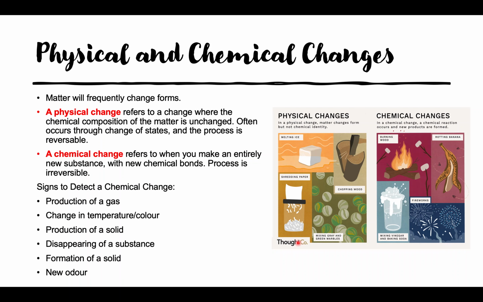Well, here are the signs you can use. The production of a gas, a change in temperature or color, the production of a solid, perhaps the disappearing of a substance, the formation of a solid, and perhaps most weirdly, a new odor. Now, on the right, I've put a diagram that details these changes. As you can see, melting ice, shredding paper, chopping wood, and mixing grey and green marbles are all physical changes. On the other hand, a chemical change is where a chemical reaction occurs and new products are formed: burning wood, a rotting banana even, mixing vinegar and baking soda, and fireworks.